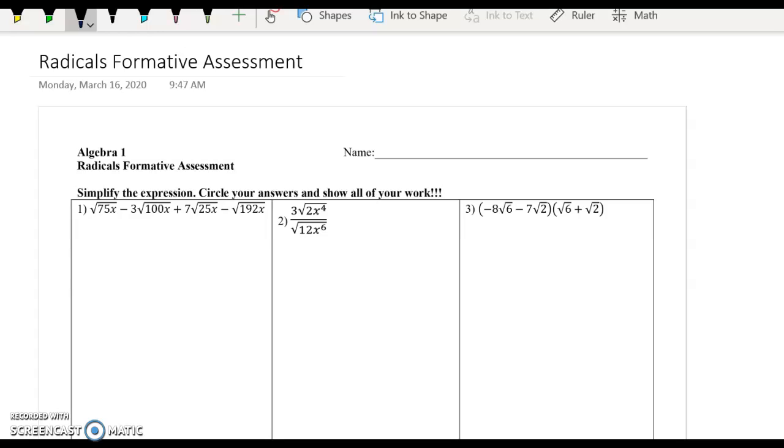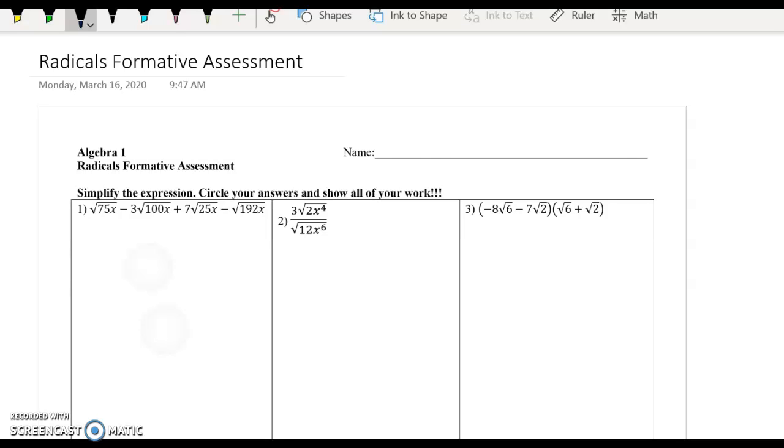I'm just going to go through this radicals formative assessment with you. I will say that hopefully you've checked your answers with the answer key before you began this video, so that you can just fast forward through the questions and go to the ones that you're having some trouble with. But I am going to work through every single problem here on the worksheet.